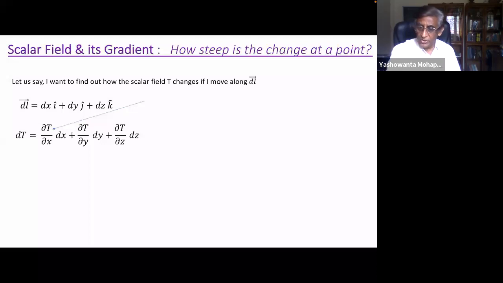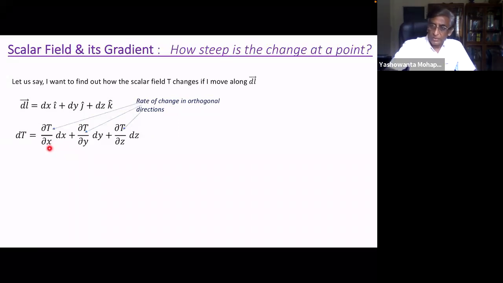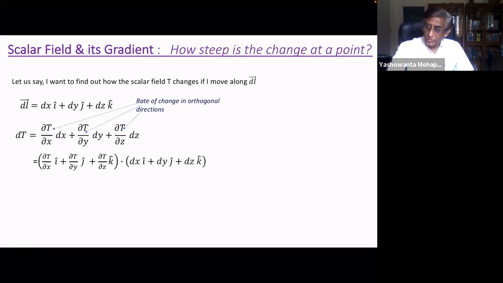So this is the change in the scalar quantity, dT. If I know continuously how this scalar field changes if I go in the x direction, how it changes in the y direction, and how it changes in the z direction, then I can sum it up. The scalar function changes in the x direction by this amount, and if I go by dx, I would have covered that much. Hence, if I go in the dl direction, I would have changed by dT. This is a scalar quantity, so that is the total change.